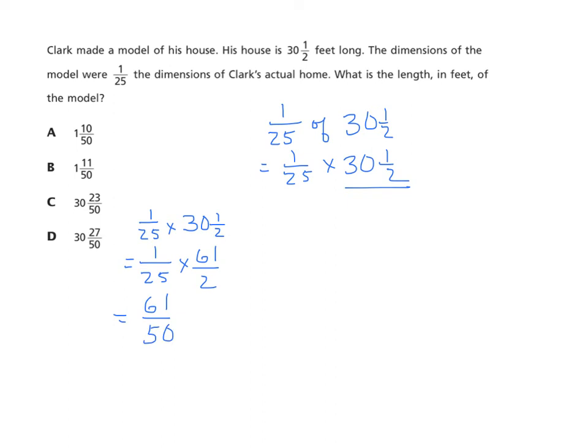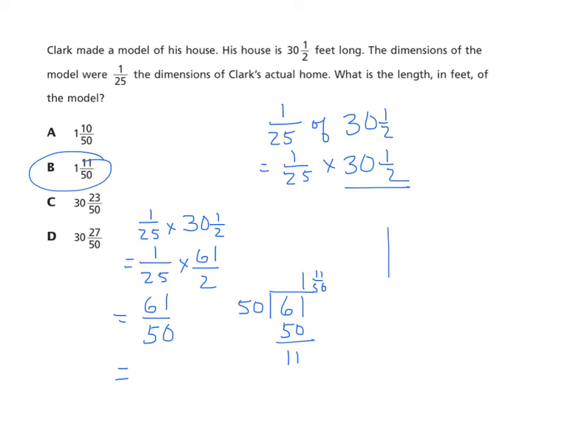We'll take that and change it into a mixed number. We're going to divide the numerator, 61, by the denominator, 50. It goes in once. Subtract 61 minus 50, I get 11, 1 and 11 50ths. We can see that we have the answer right there.